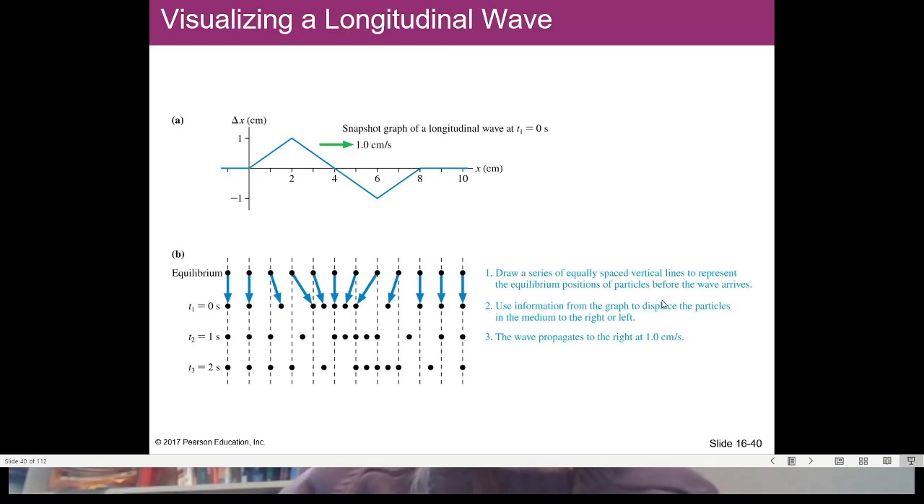So, all right. How about a longitudinal wave? Well, in a longitudinal wave, the displacement is along the same direction as the direction of travel of the wave.